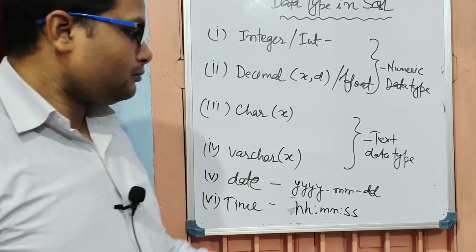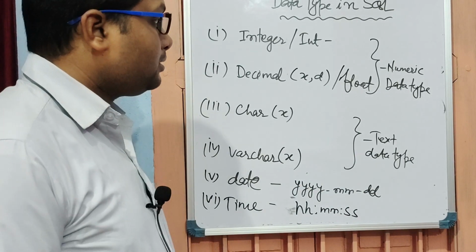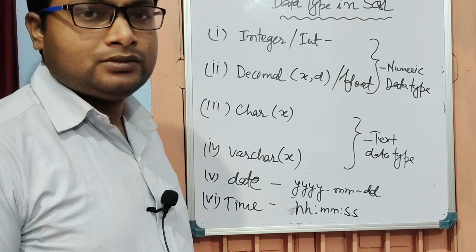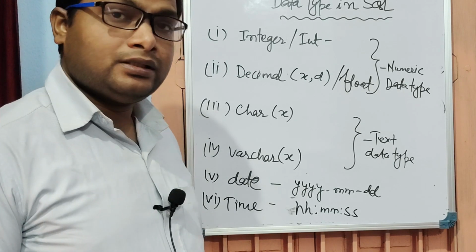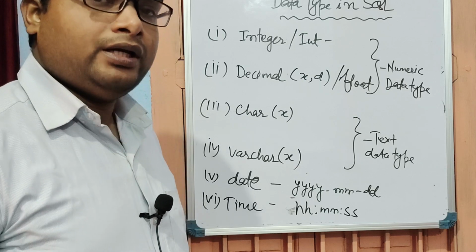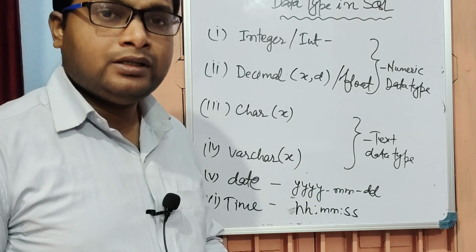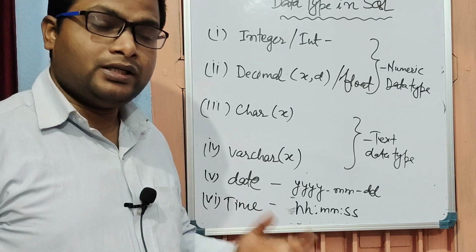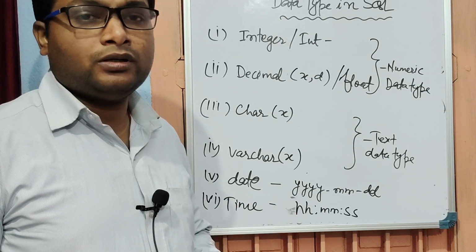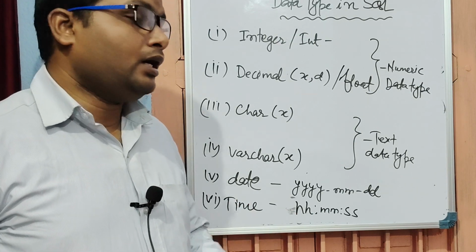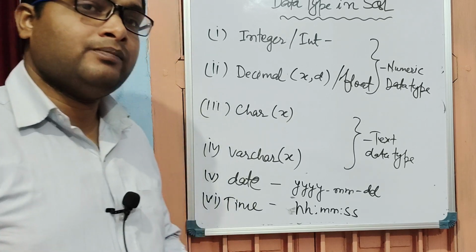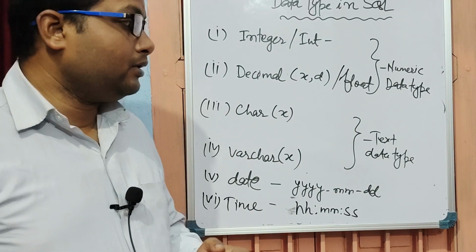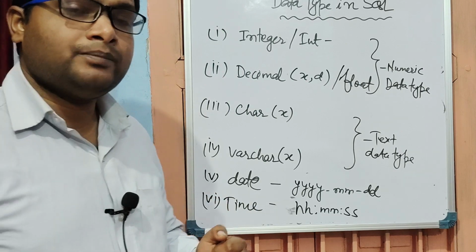So go through these topics. In the next video we are going to start DDL commands, in which we will study the create command and the alter command. So how we can create a database, how we can create a table, how we can alter a table, how we can add a new column in a table, how we can delete a column in a table, how we can rename a column in a table, how we can modify the data type of a column in a table. We are going to study these in the next lecture.